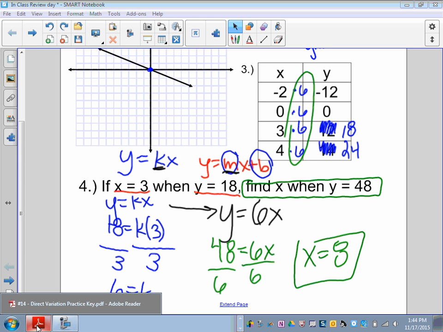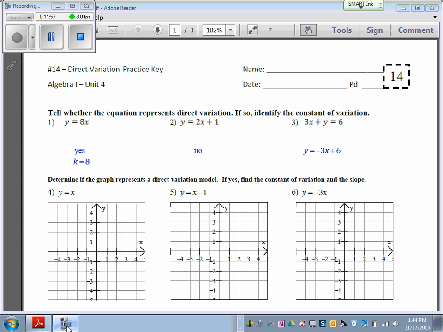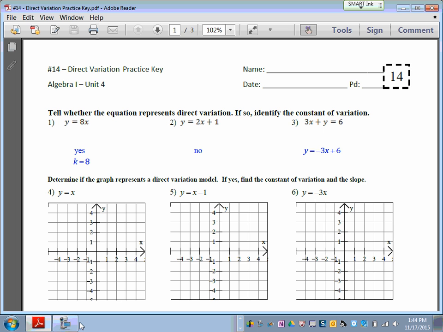Questions on the warm up? Okay. Let's take a look at our homework then. Do you need it? I have stacks of papers for people that would have them.